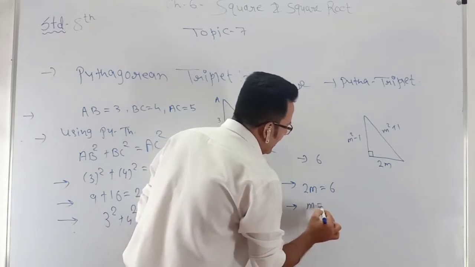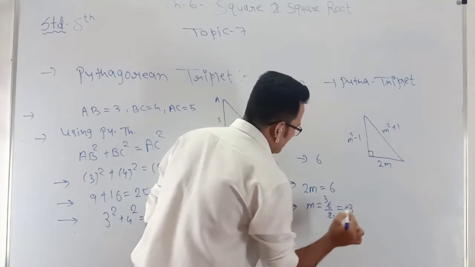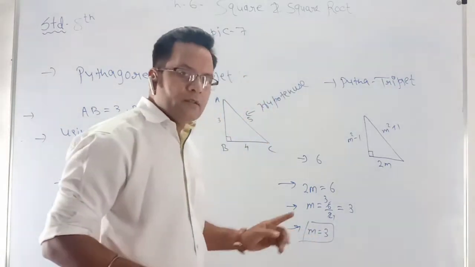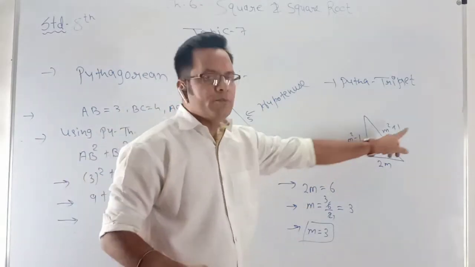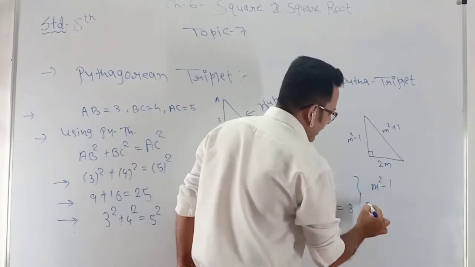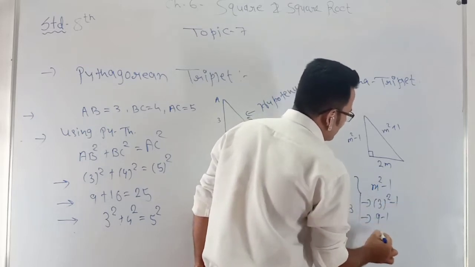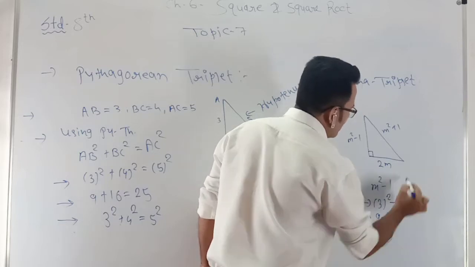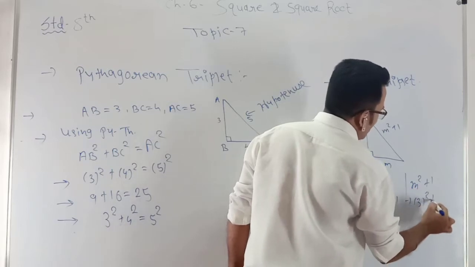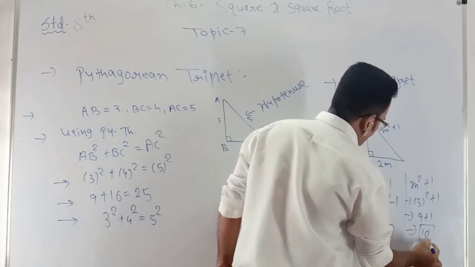So m is equal to 6 by 2, which is equal to 3. M is 3. Now you have to substitute the value of m in these two members. So n square minus 1, your m is 3: 3 square minus 1, so 9 minus 1, so it will be 8. Same way, n square plus 1, m means 3 square plus 1, so 9 plus 1, that will be 10.